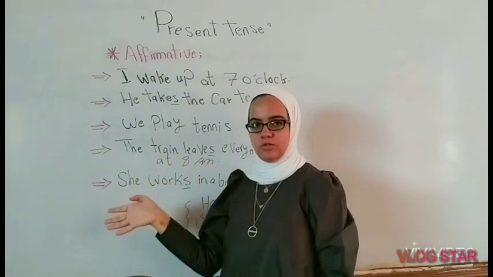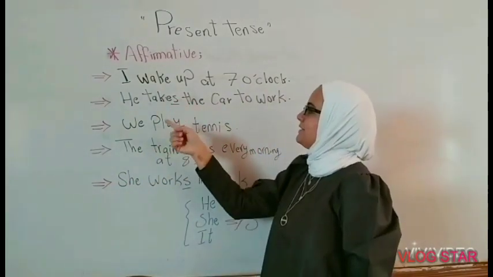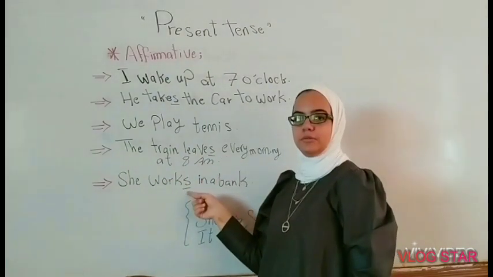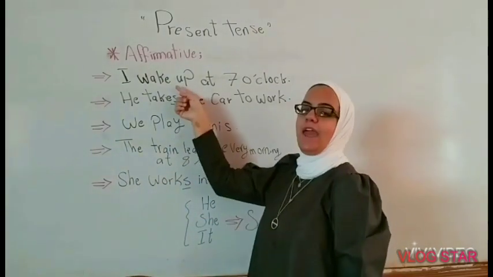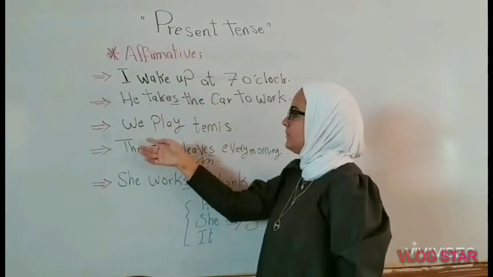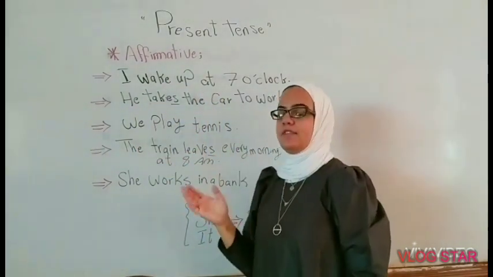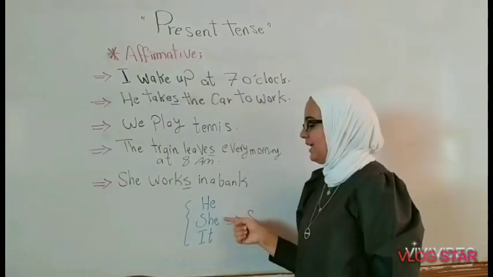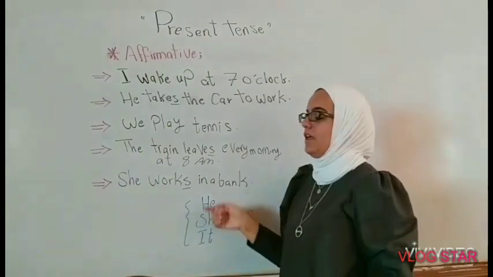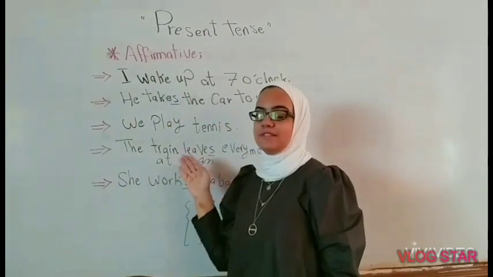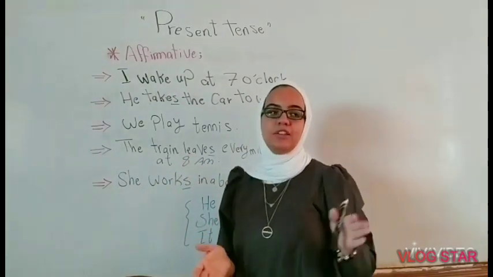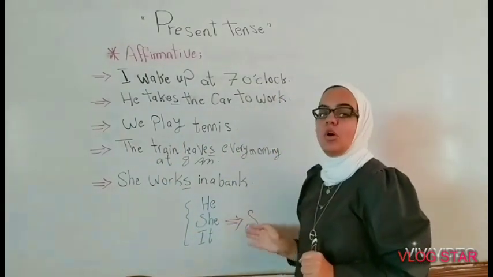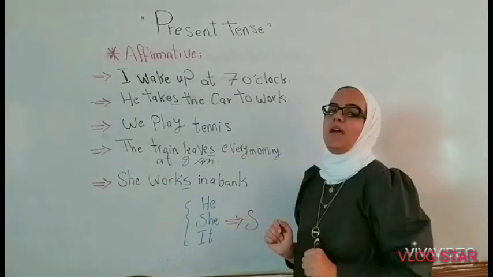If you notice something strange here, we add the S here, and here, and also here. So what's different? Why didn't I add the S with I and with we? This tells us that we add the S with the pronouns he, she, or it only. The other pronouns don't take any S. They don't like the S. I teach my students like that. Only he, she, and it take the S.